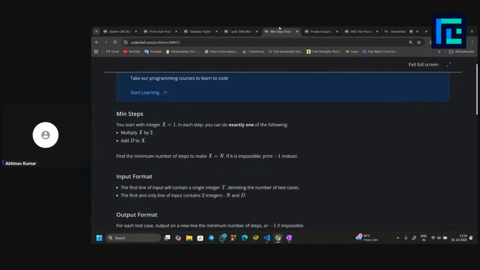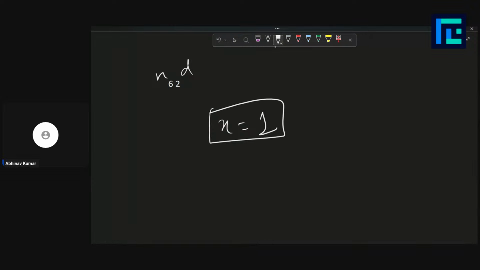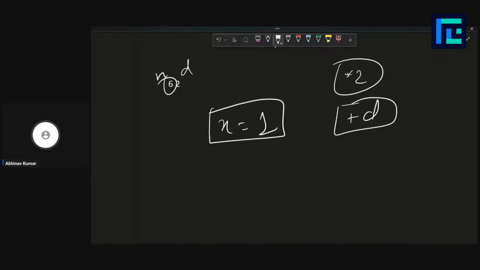So you have here n is equal to 6, d is equal to 2. Okay, so for this we start with x equal to 1. We have to reach 6, and the operations allowed to you is whatever x you have, multiply it by 2 or add a plus d. These are the two operations allowed to you.